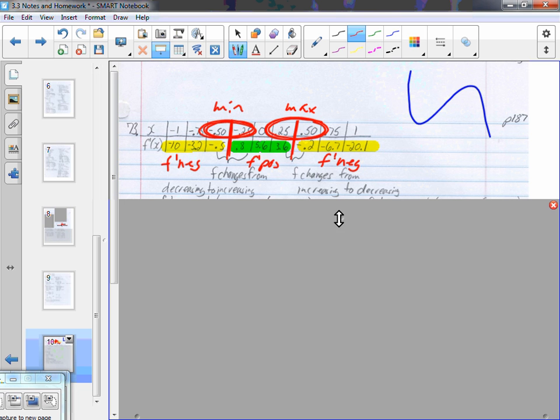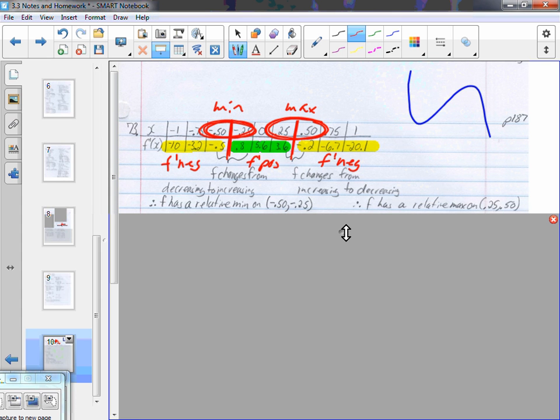So, we can state beyond a shadow of a doubt that f has a relative minimum on the interval from negative 0.5 to negative 0.25. We can state beyond a shadow of a doubt that f has a relative maximum on the interval from 0.25 to 0.5. I can't narrow it down any more than that, can I? Okay?